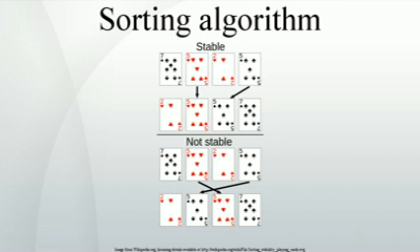Sorting algorithm. A sorting algorithm is an algorithm that puts elements of a list in a certain order. The most used orders are numerical order and lexicographical order.